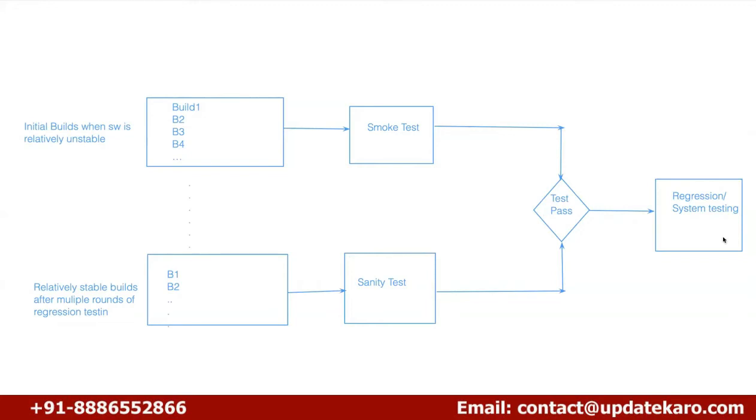We are doing some regression and functionality testing. I will explain regression testing in detail later, but for now, understand this. Regression testing means we are testing the entire application, the complete end-to-end functionality. That is called regression testing or system testing. We test whether the end-to-end functionality is working or not, using the behavior and all the concepts that we have.